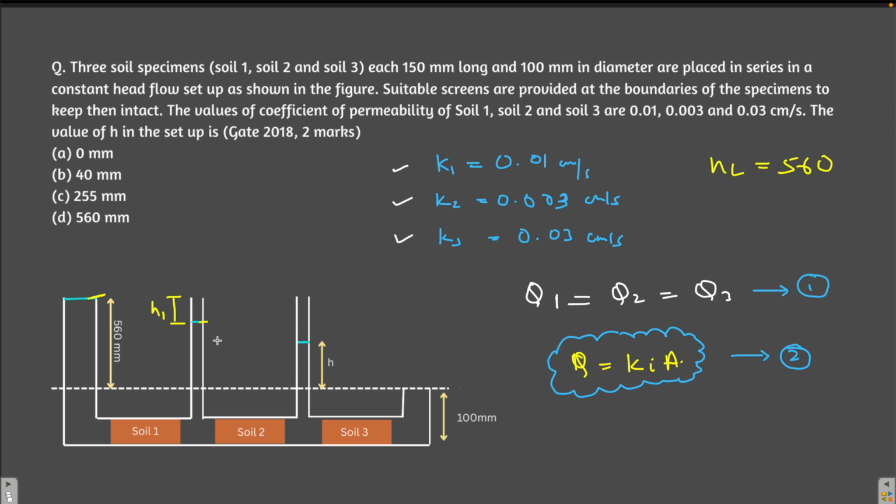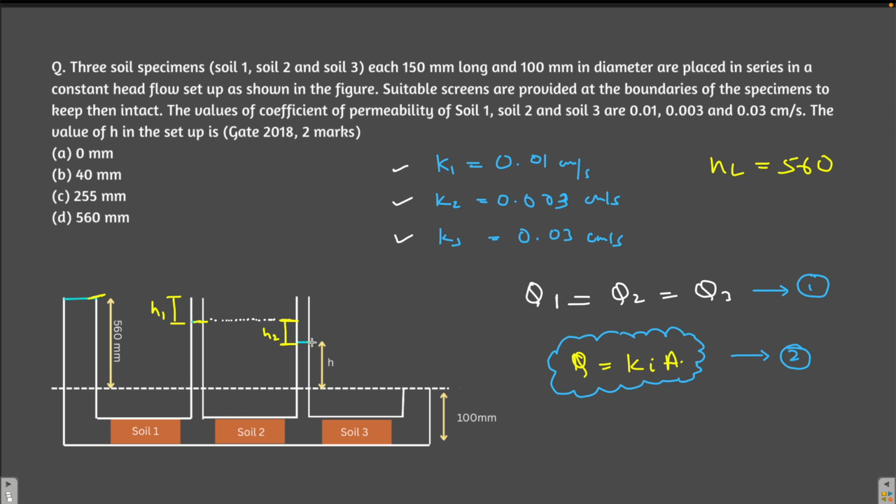Now what is the head loss for soil 2? Let's extend this. The head loss for soil 2 will be this much, that is, the initial head for soil 2 and the final head after soil 2 is this. So this is H2. And now what's H3? That is the head loss for soil 3, right?